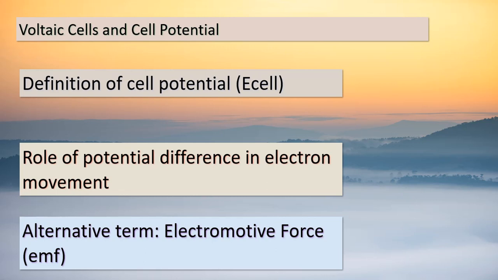This force, which prompts the movement of electrons, is also known as electromotive force, or EMF. We often refer to E-cell in volts, making it synonymous with what we commonly call voltage. To help you grasp this better, envision a voltaic cell setup where these processes take place. Now, let's move forward to unravel more about this fascinating topic.